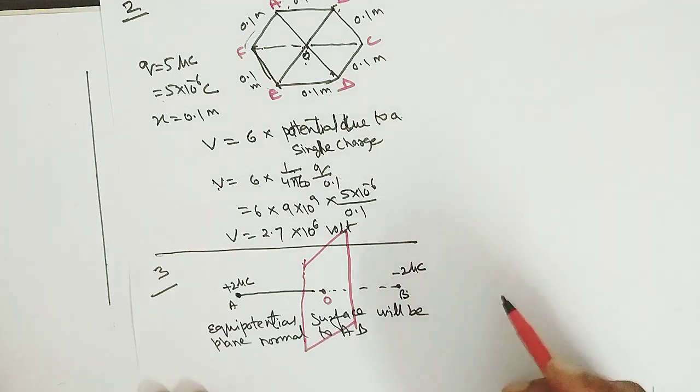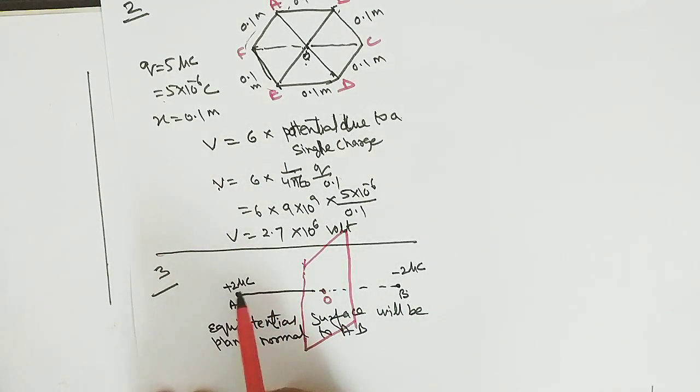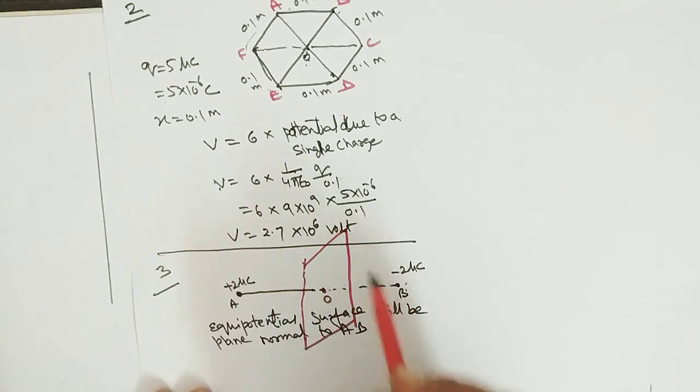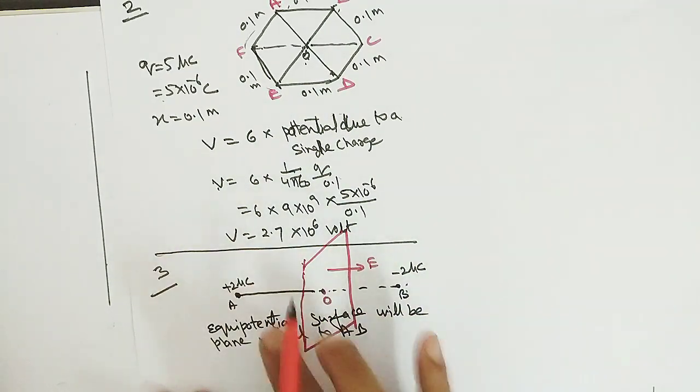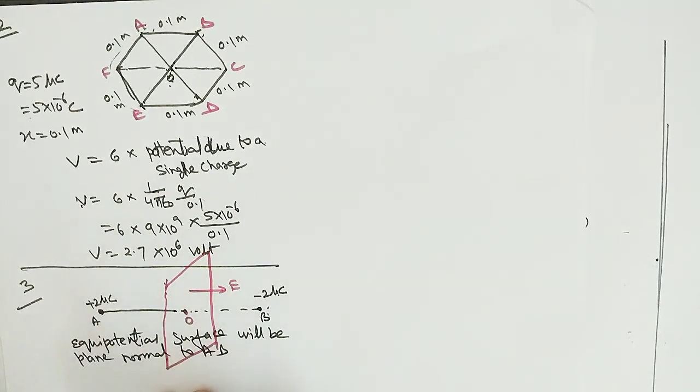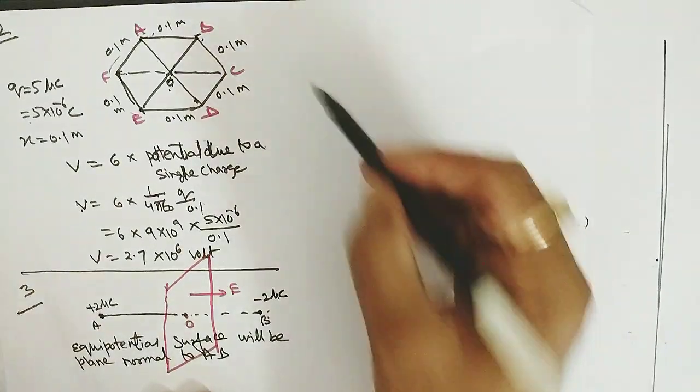Now the second part, it is asked, what is the direction of electric field? So electric field, always it is from positive to negative. So electric field is always normal to the plane. Okay, like this. This is the direction of the electric field, positive to negative. So this is question number 3. Now come to the question number 4.